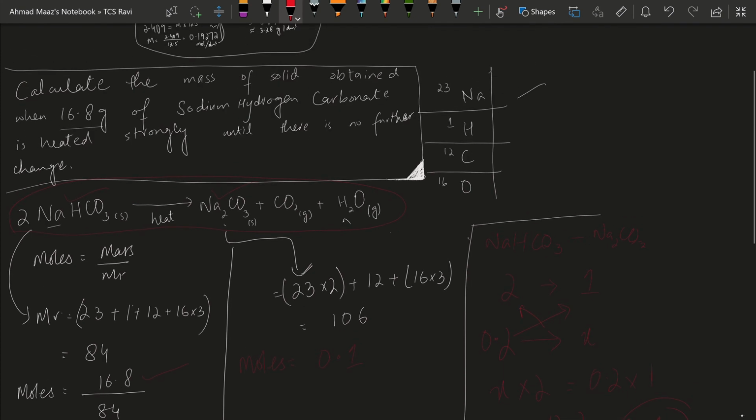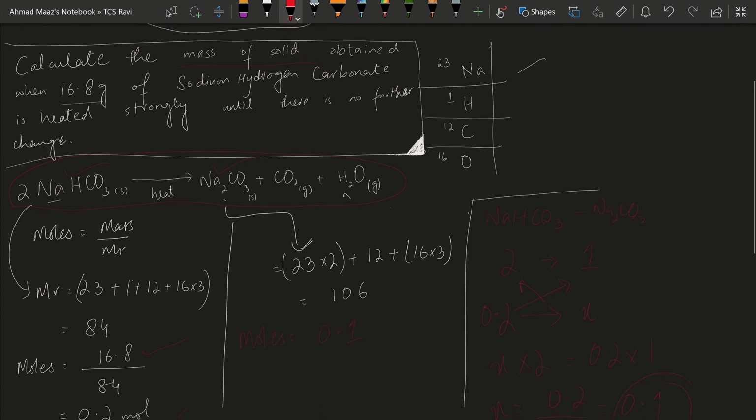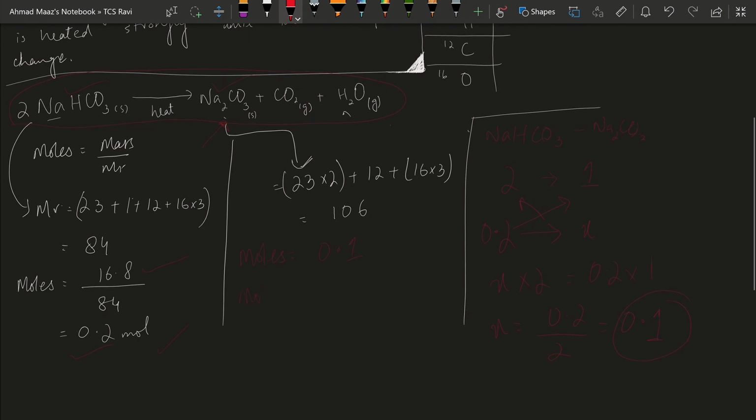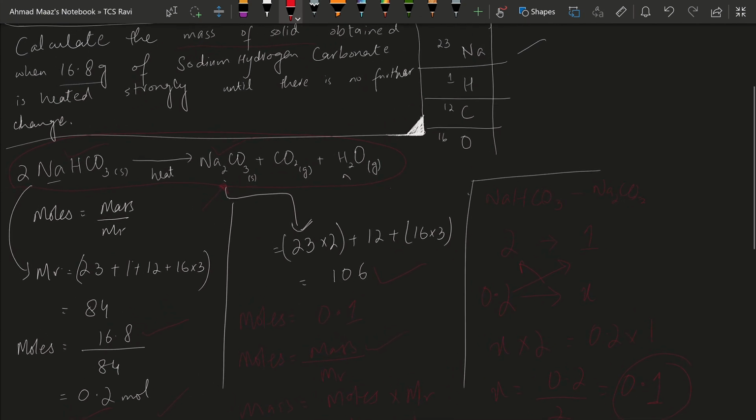Now the question asks you the mass of solid obtained. If you see the equation, this is the only thing which is solid. So you have moles and you're supposed to tell the mass. Moles is mass over mR, so when you make mass your subject, it will be moles times mR. Moles are 0.1, mR is 106, so the answer will be 10.6 grams. Now 10.6 grams is the mass of sodium carbonate that you will obtain when 16.8 grams of sodium hydrogen carbonate are heated strongly, provided that these 16.8 grams were 100% pure.